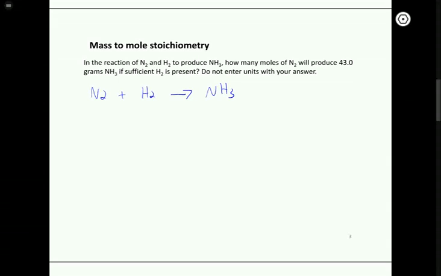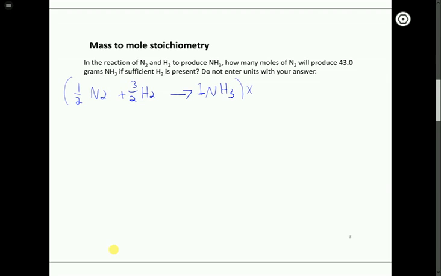Then to balance it, again, we can set our most complicated species to 1, which would be NH3 that has 2 different types of elements in it. So we'll set that to 1. We have 1 nitrogen, so we need 1/2 N2. We have 3 hydrogens, so we need 3/2 H2. Now, if you're bothered by fractional coefficients, this form will work here. We can use fractional coefficients in stoichiometry problems. There's nothing wrong with that.